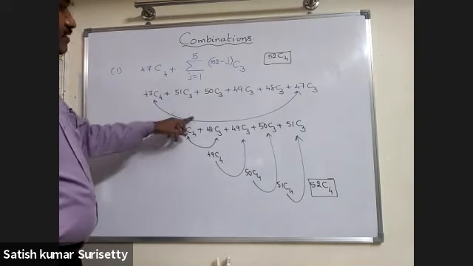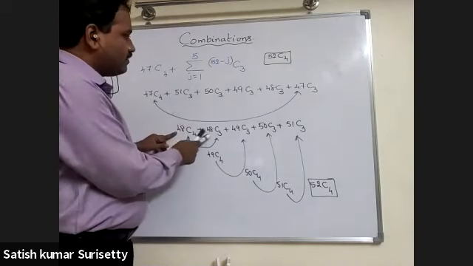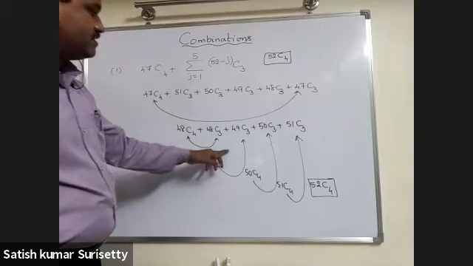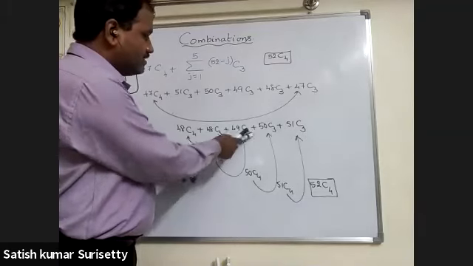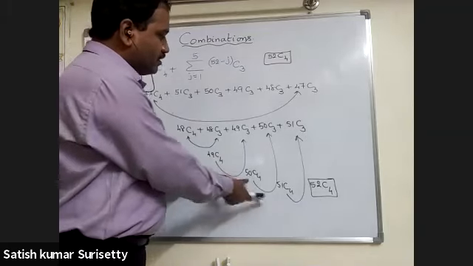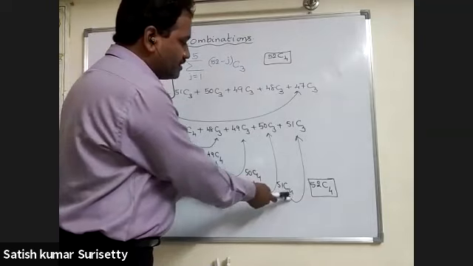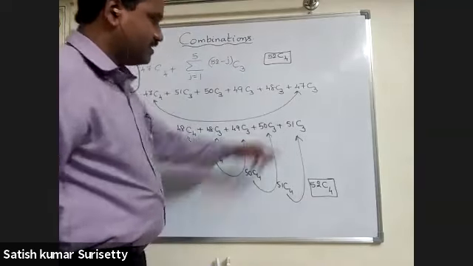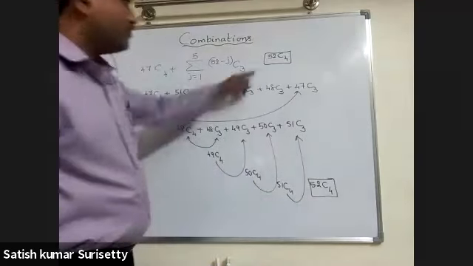That is 48C4. Now 48C4 and 48C3 group it. Then 49C4. Again group with 49C3. Then it will be 50C4. Group with 50C3. Then it will be 51C4. Again group with 51C3. Then it will be 52C4.